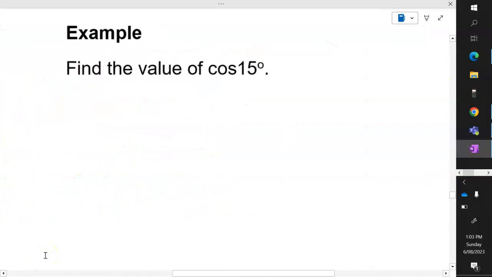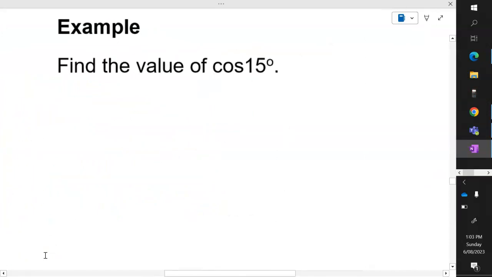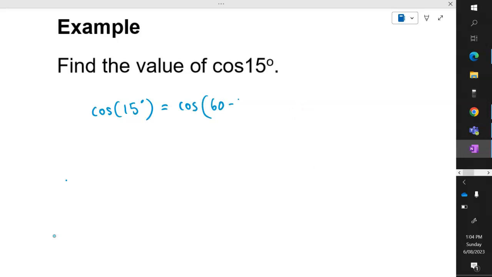Okay, let's have a look at our next one. Finding the value of cos 15 degrees. Okay, in order to find the exact value of cos 15 degrees, there's not going to be any values that we can add up to get to 15. We're going to need to do a subtraction. And that would be cos of, think about what we've got, 60 take away 45 would give us 15, and so we can work that one out.